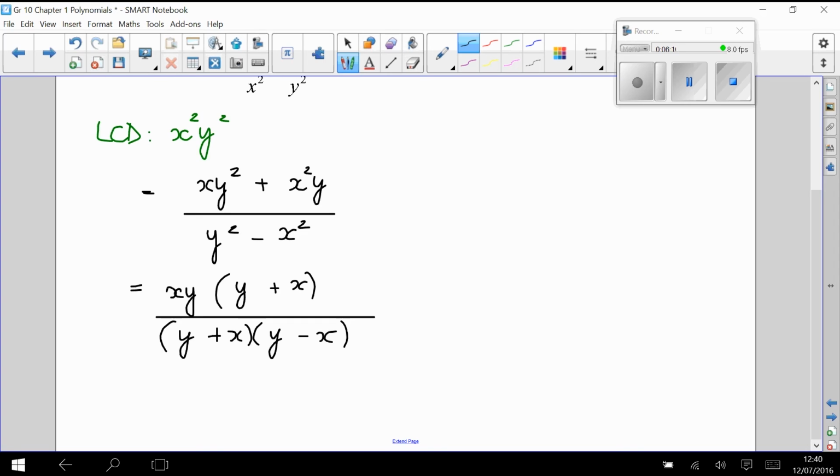Now you like working with x's before y's, but be very careful that when you split this into your difference of two squares factors, the y term came first, so it must still come first in the bracket. The x squared term came second, and so as difference of two square factors, you cannot just willy-nilly change the order. Now if you take a look carefully, you can see that there is a y plus x factor, one in the numerator and one in the denominator. And when I cancel those, I have my fully simplified fraction, which is going to be xy all over y minus x.